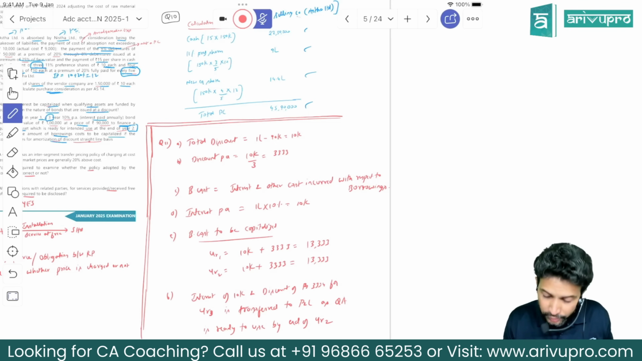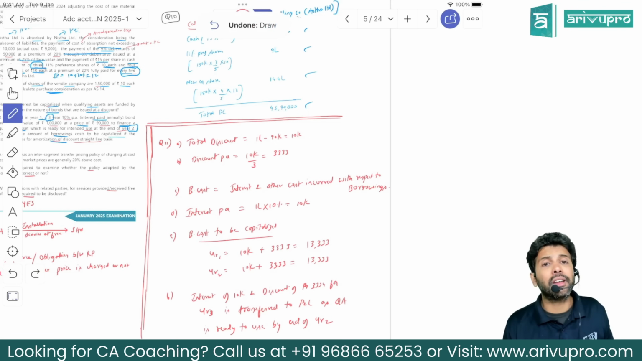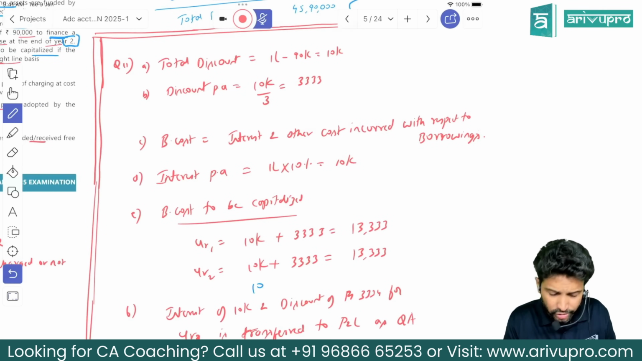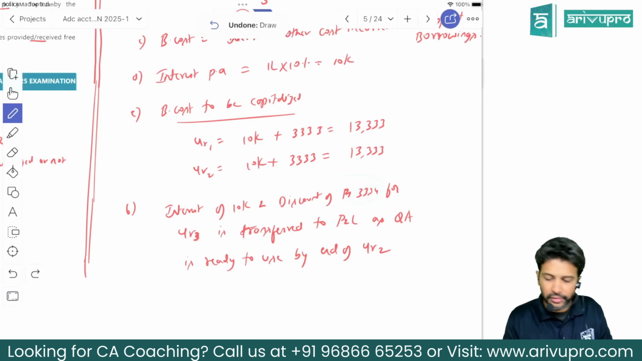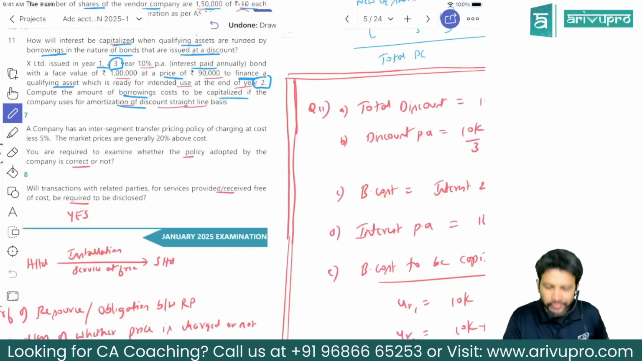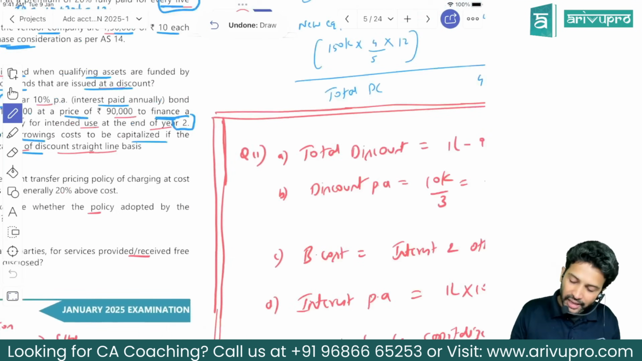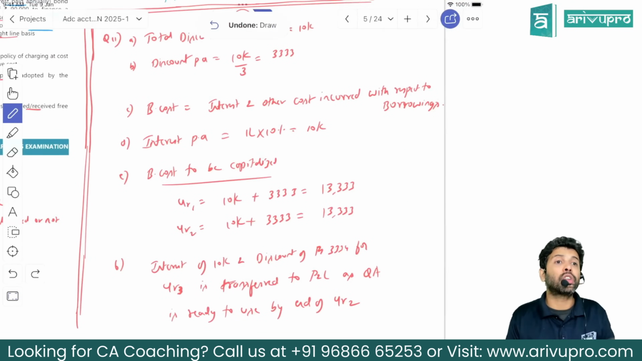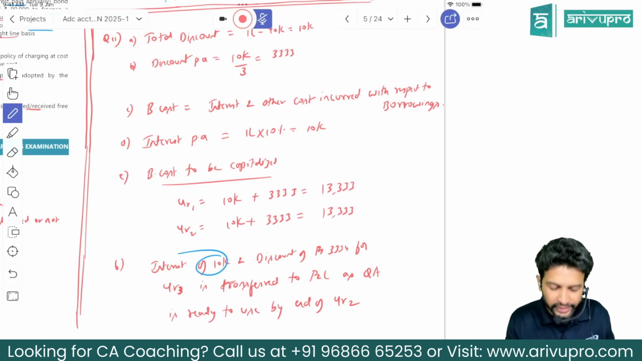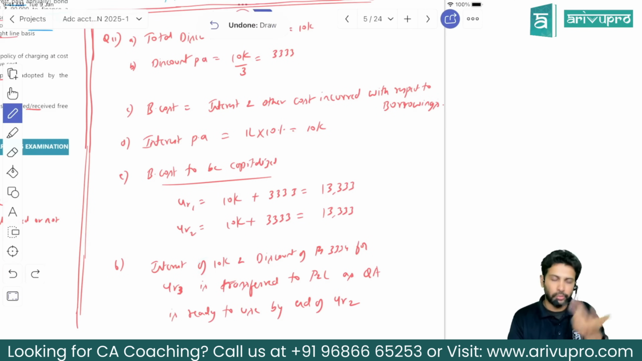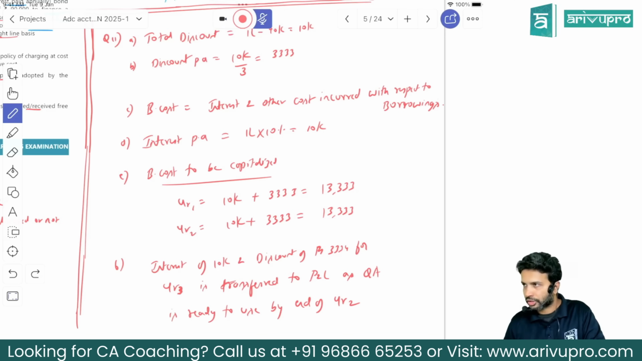If you check, I've only calculated for 2 years. Why not for the third year? In the third year also you have interest charges of 10,000 and a discount of 3,444. Why didn't I calculate that? The qualifying asset is ready for intended use by the second year. That means the capitalization stops. Here I've written borrowing cost to be capitalized. Capitalization stops by the end of the second year, because the qualifying asset is ready by then. The third year's interest of 10,000 and discount of 3,444 will be transferred where? To the P&L account, as the qualifying asset is already ready for its intended use by the end of the second year itself. That's all. This is a good question.